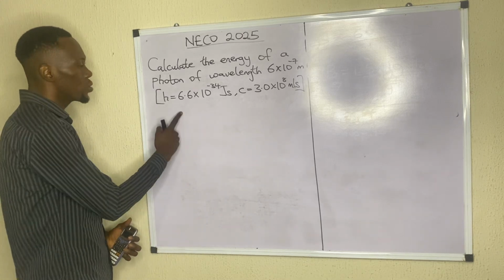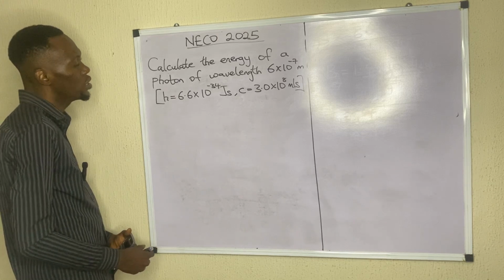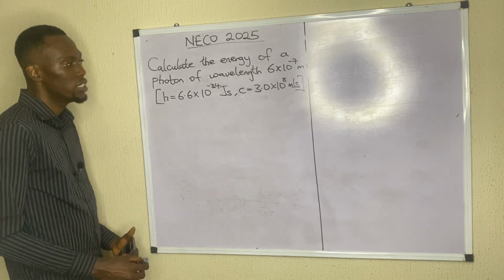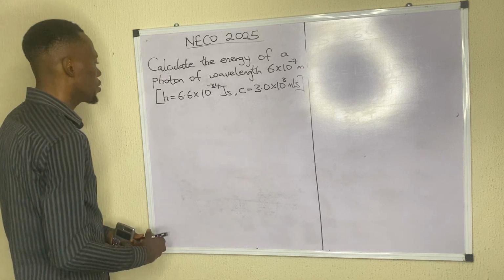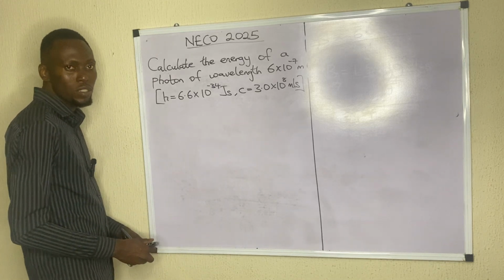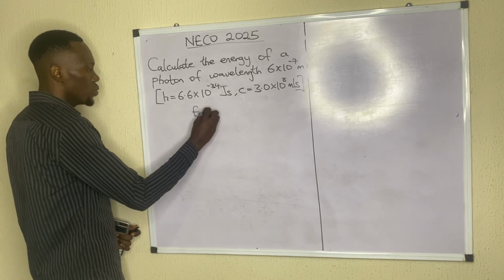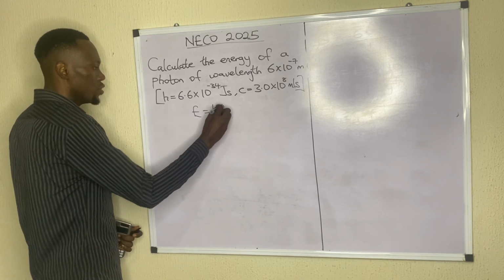We are given Planck's constant to be 6.6 times 10 raised to the power minus 34 joules second, and the speed of light to be 3 times 10 raised to the power 8 meters per second. So there's an equation that relates energy, Planck's constant, and frequency. And that equation says that the energy is equal to Planck's constant times the frequency.